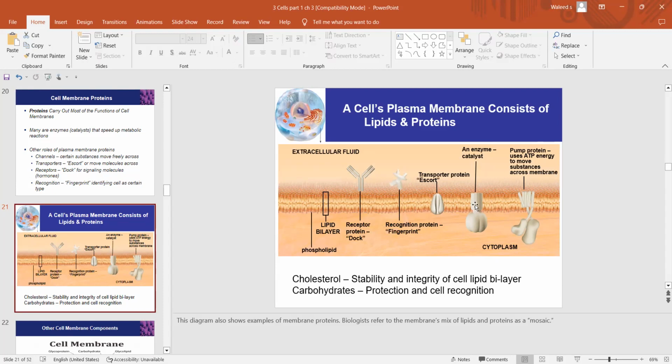This is an example of an enzyme. It's going to catalyze reactions, metabolic reactions. What do you mean catalyze? Speed up the reactions. Here is another one that's a pump protein, pump. Things can move in, things can move out through this pump. Same for the channels. I told you about the recognition protein.